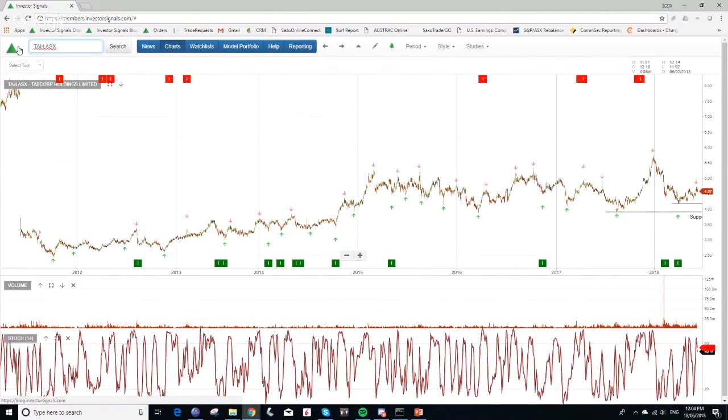Tabcorp, I've been chatting about this one on the blog for a while. We like this name coming into the August earnings result. We think the cost synergies from Tatts Group underwrite some of the downside risk. So looking for that to move higher.